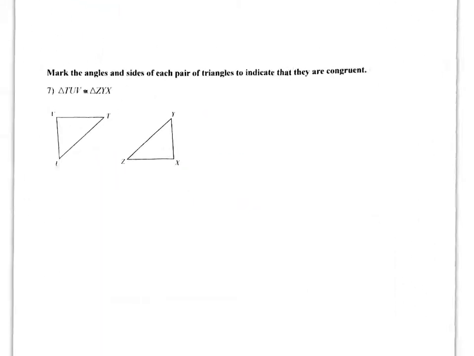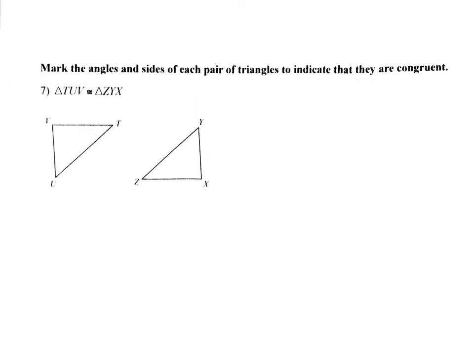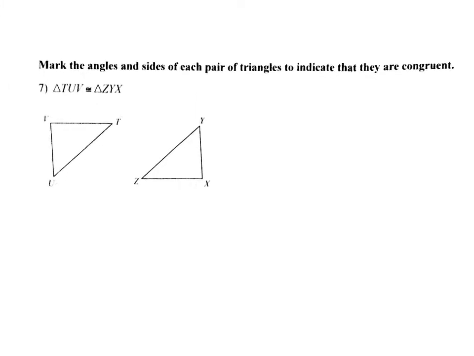Okay, let's look at this one. Mark the angles and sides of each pair of triangles to indicate that they are congruent. So here we have a triangle congruent statement. I just have to mark the stuff. So I start here with T. So at T, I'm going to put one arc. Well, I have to look in the other one. T corresponds to Z. So I come over here to Z, and I put one arc.